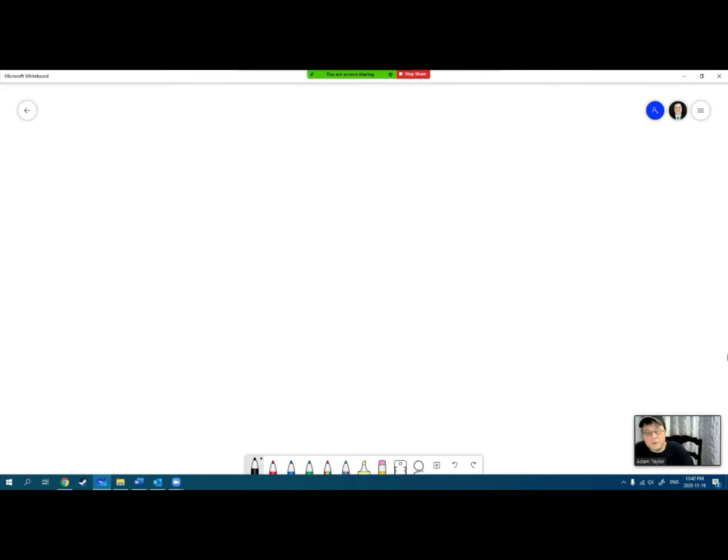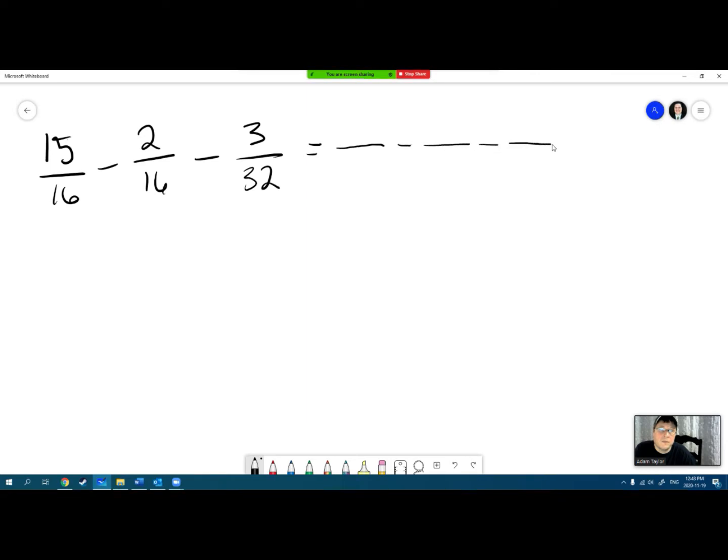So let's just do one example here first. If we had, let's say, 15 sixteenths minus, I don't know, let's say 2 sixteenths minus 3/32. Okay, so before we can subtract these fractions from one another, we need to find a common denominator. So 16 will divide into 32, and 32, of course, will divide into itself. So our new fractions will all be written over 32, right? 32, 32, and 32. We know this one doesn't change.